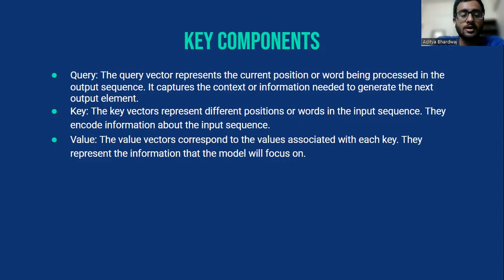So, talking about the key components, the first one is query. The query vector represents the current position or word being processed in the output sequence. It captures the context or information needed to generate the next output element. The second key component is the key. The key vector represents different positions or words in the input sequence. They encode information about the input sequence. The third key component is the value. The value vectors correspond to the values associated with each key. They represent the information that the model will focus on.